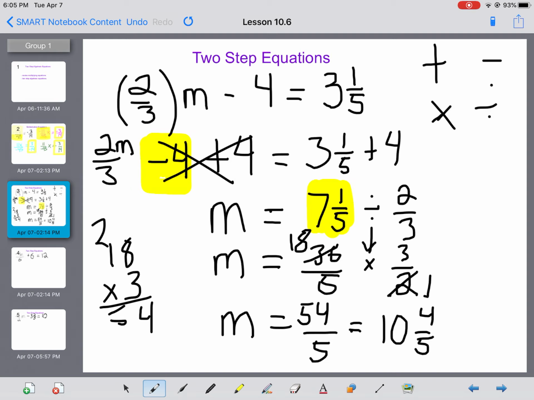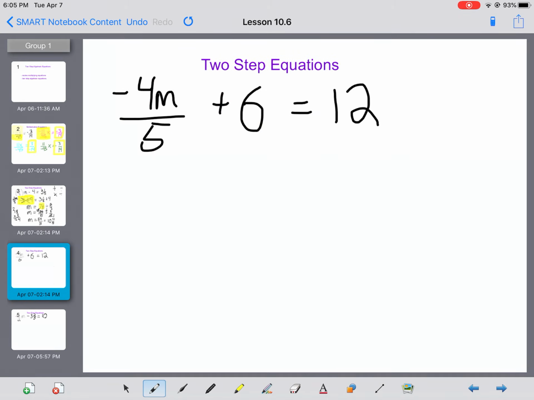Okay, so really we've added one extra little step from yesterday where we have to start by getting rid of our minus 4 with a plus 4. All right, let's do another example.